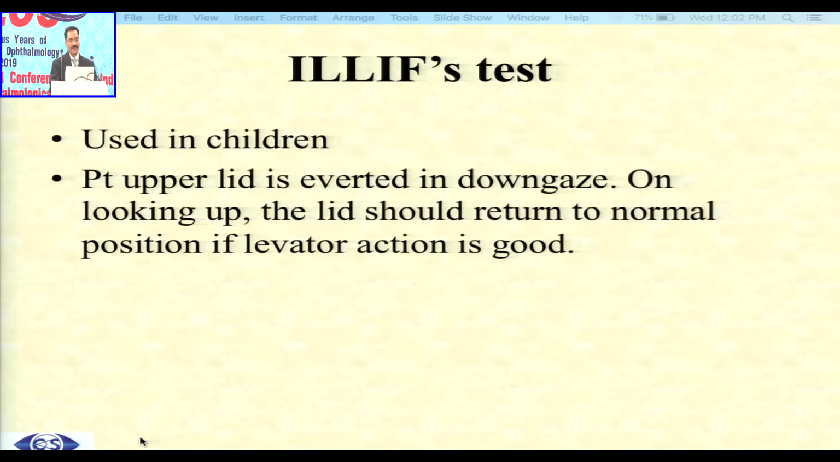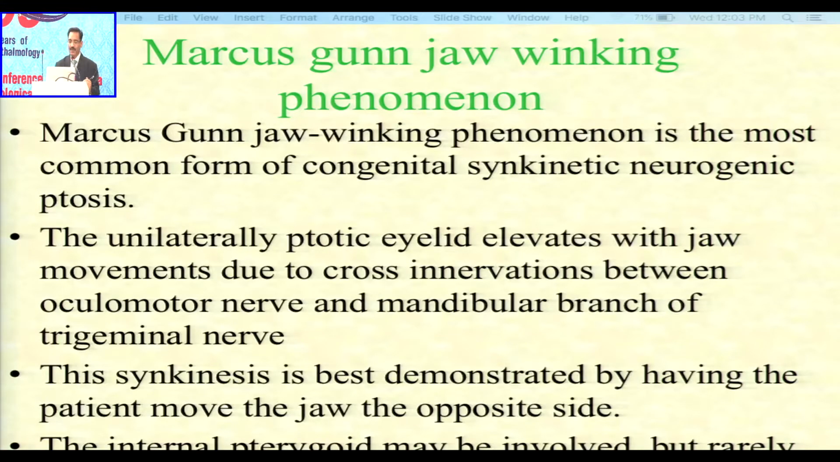Alif test, very simple test. You just invert the eyelid in down gaze. On looking up, the lid will automatically return to normal with a snap. If levator function is poor, it will not return back with a snap immediately. It will remain inverted. And this is useful in children to judge poor levator function. If it is there, then we will make out that the patient is having poor levator function.